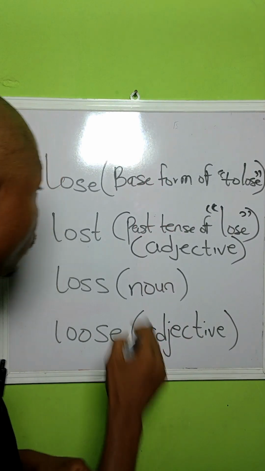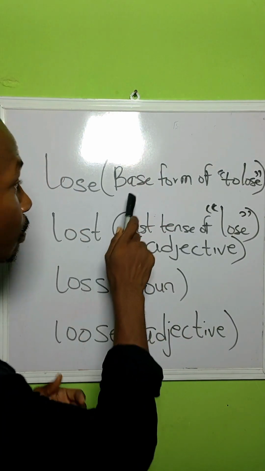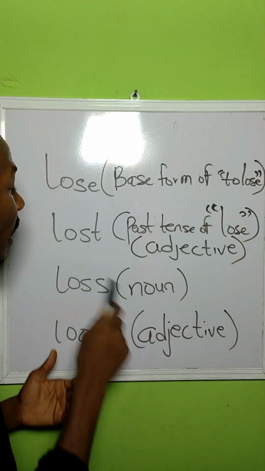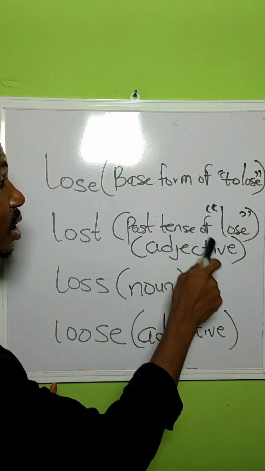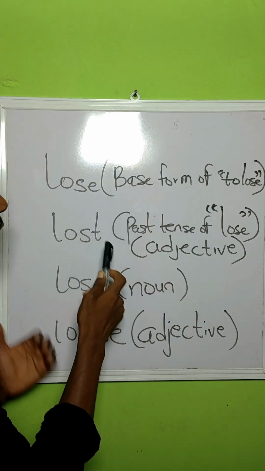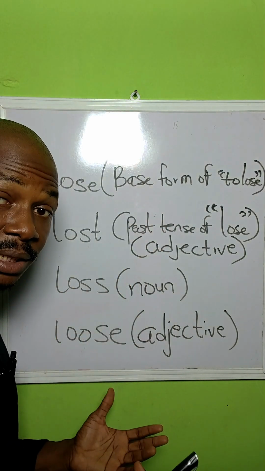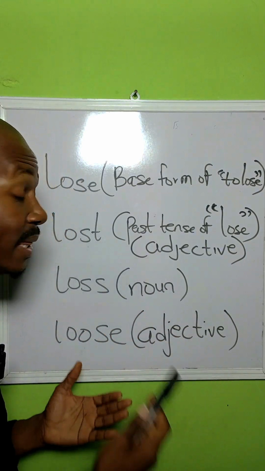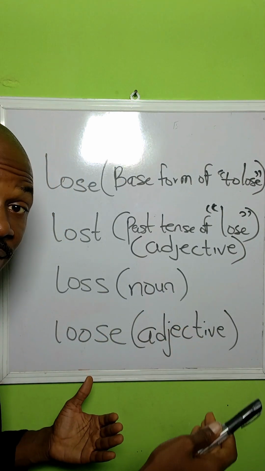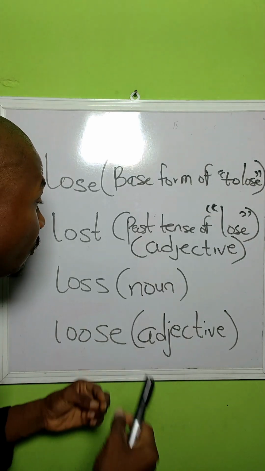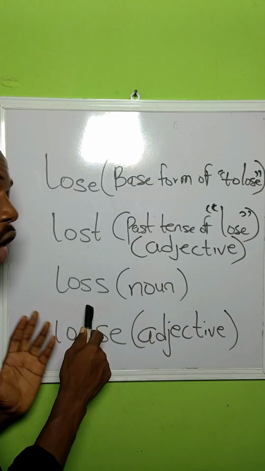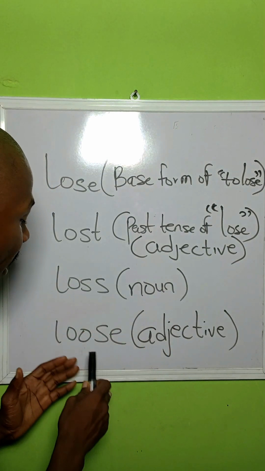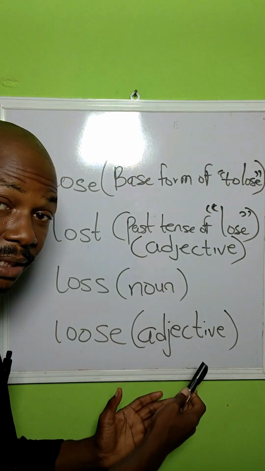Now, lose is the base form of the verb to lose, while lost is the past tense of lose. Lost can also act as an adjective. For example, I am lost. Lost in that sentence is an adjective. Don't worry, I'm going to give you examples. Then loss is a noun. And then loose is an adjective.